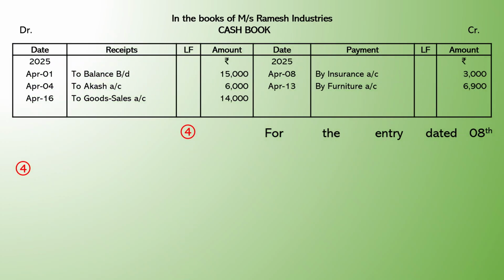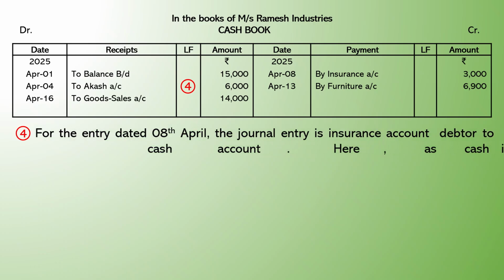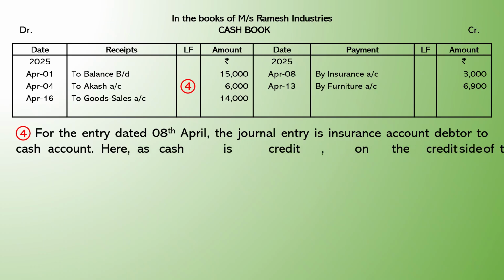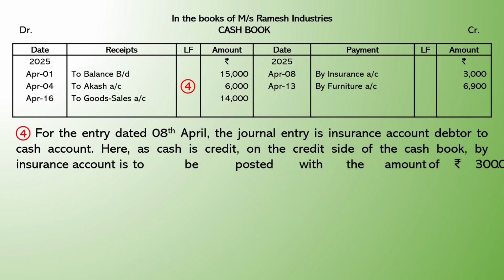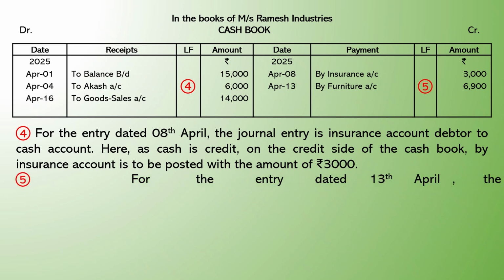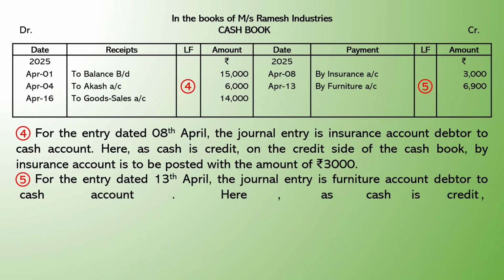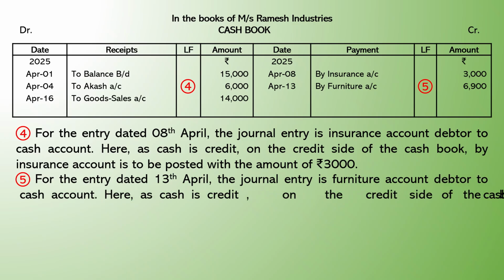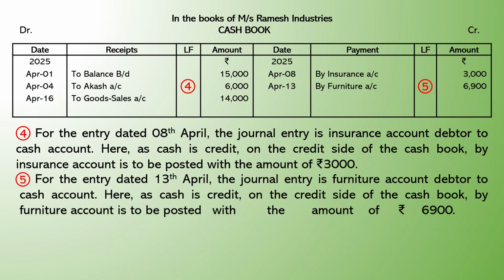4. For the entry dated 8th April, the journal entry is insurance account debit to cash account. Here, as cash is credit, on the credit side of the cash book, by insurance account is to be posted with the amount of 3000 rupees. 5. For the entry dated 13th April, the journal entry is furniture account debit to cash account. Here, as cash is credit, on the credit side of the cash book, by furniture account is to be posted with the amount of 6900 rupees.